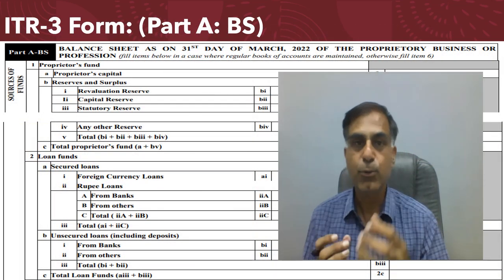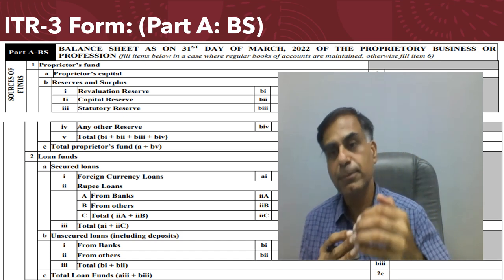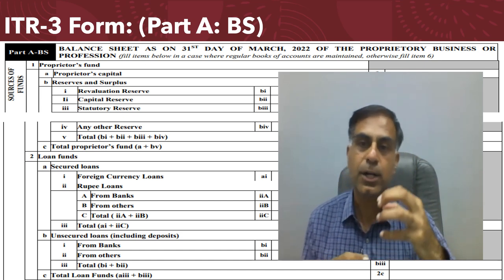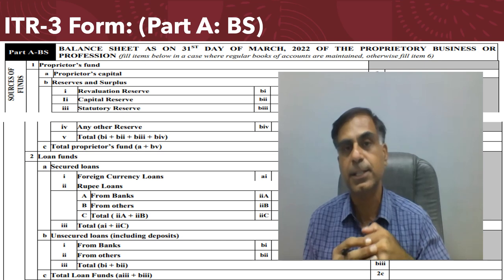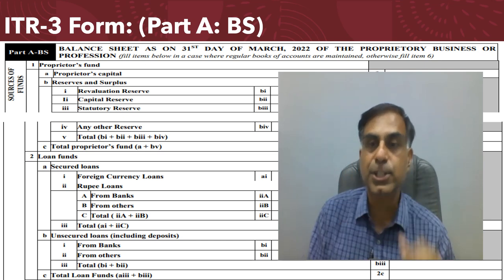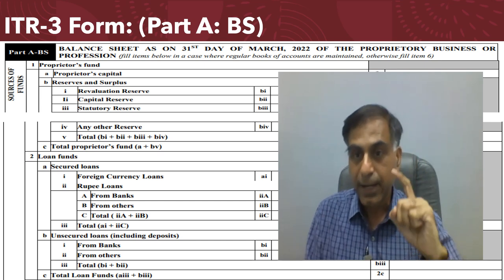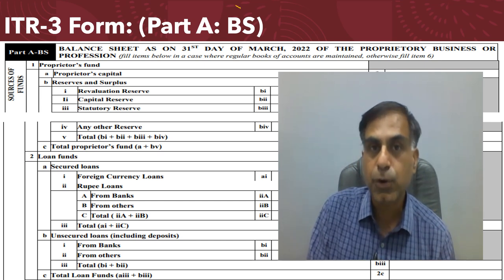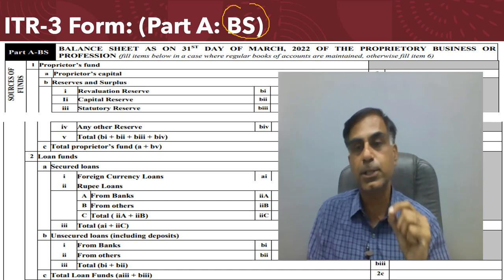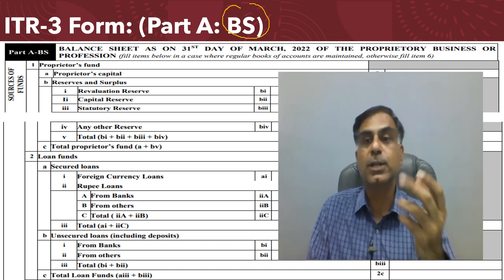Now let me have a quick discussion on this portion, that when you are a businessman or a professional and you are not availing the benefit of presumptive taxation, you are offering actual income, then you are supposed to fill up the balance sheet in your ITR 3 form. I will repeat, in such balance sheet, not personal assets and personal liabilities, only business assets and liabilities should be reported. Now, which values are to be reported?